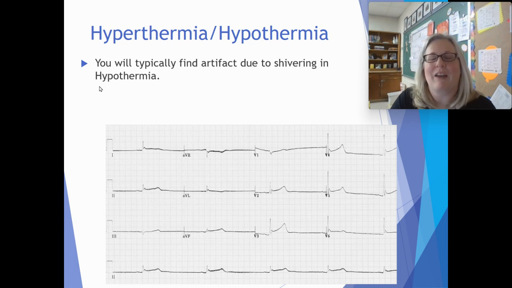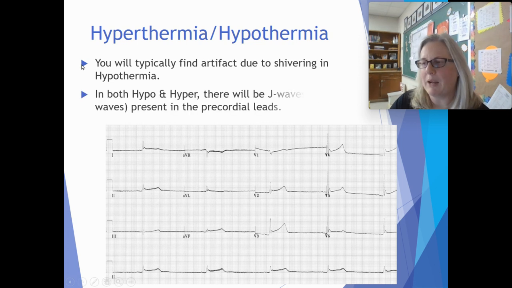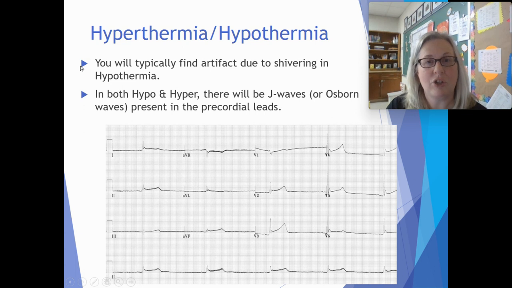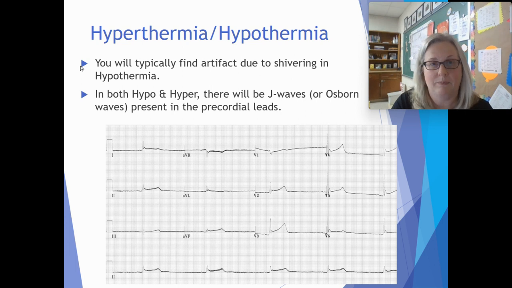It's hard. So they have to lay still, otherwise we get that muscular artifact. But in both hypo and hyper, there is the J wave. You'll see the J wave or Osborne wave. And their heart rate is going to be, especially in hypothermia, tremendously decreased. Okay, so in hypothermia, their body processes have slowed down. Their body's super cold, and they're shivering, so it's hard to get the EKG.